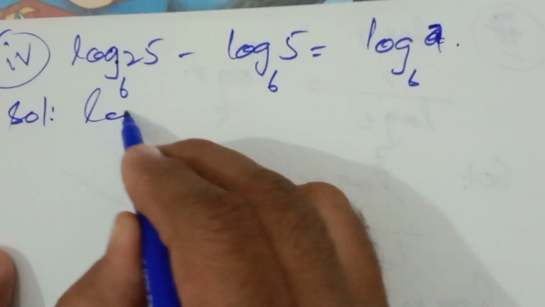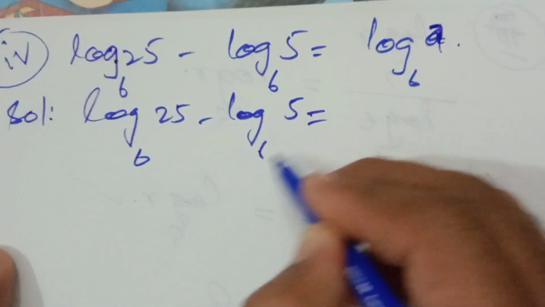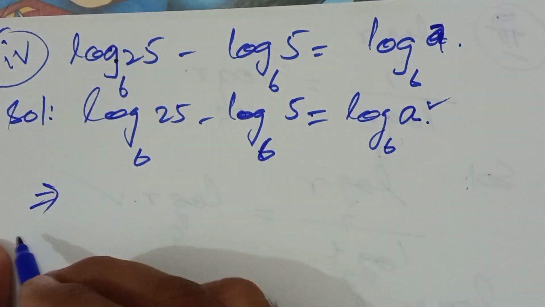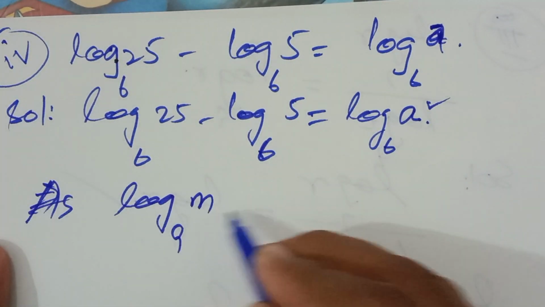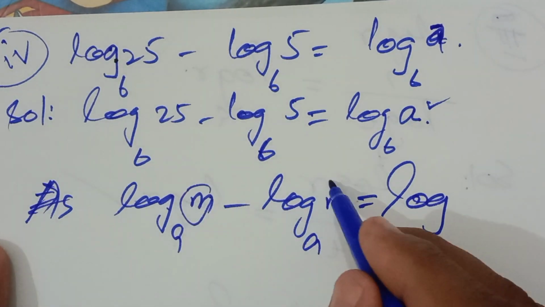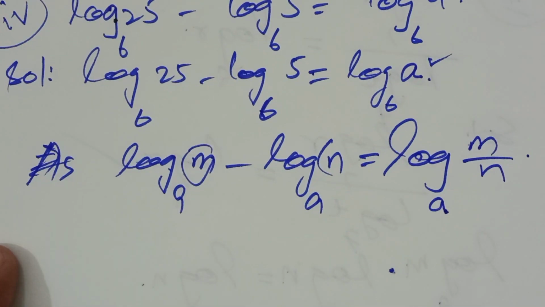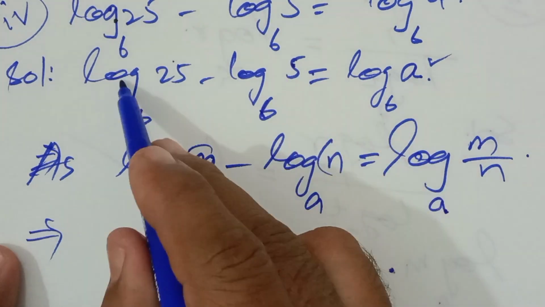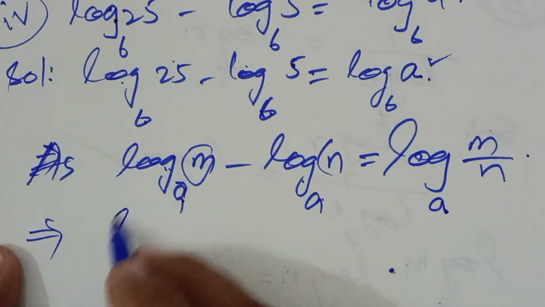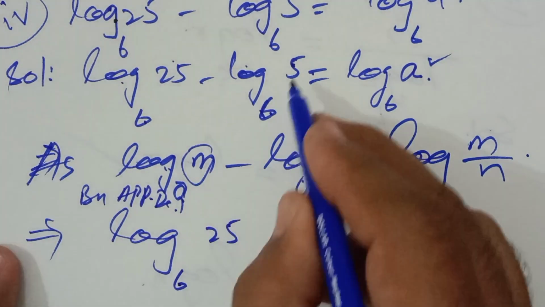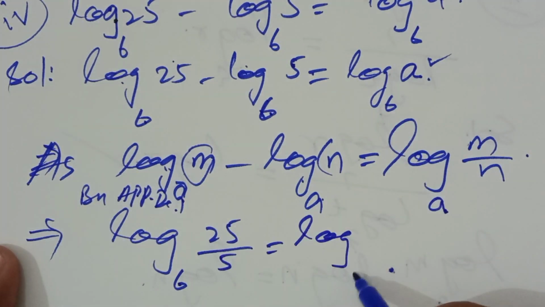Solution: we can write log base 6 of 25 minus log base 6 of 5 equals log base 6 of a. So for getting the value of a, we will use the logarithmic property: log base a of m minus log base a of n. So we can make it a single log base a, where here is amount m, here is amount n. We will make it a division, which is the logarithmic third property. So here log of 25, which is m, 5 is n, and log base 6. By applying the definition, log base 6 will be common, 25 over 5, and compare with log base 6 of a. And comparing further, log base 6 and log base 6, which are equal, we can cancel each other.